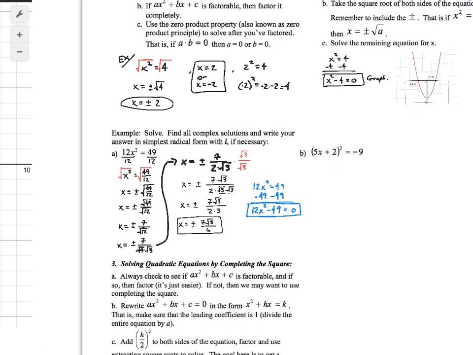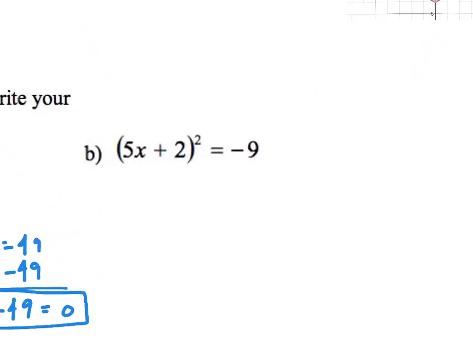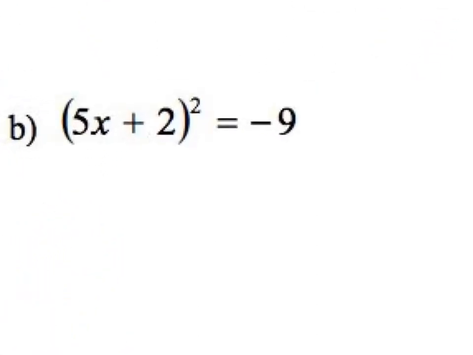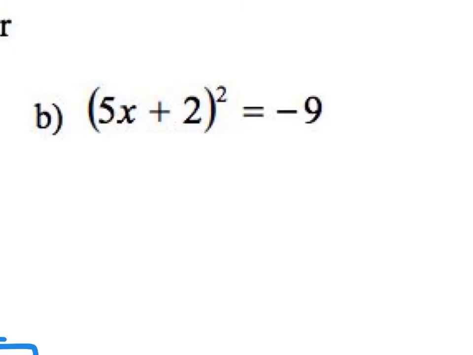All right, so now let's go back and take a look at part B. Now part B is very similar. The only difference with part B is that you have a quantity squared equal to negative 9. So 5x plus 2, that quantity squared equals negative 9. Your first inclination might be to multiply all this out and solve from there, which you can technically do, but when you already have some quantity squared equal to negative 9, just go ahead and take the square root.